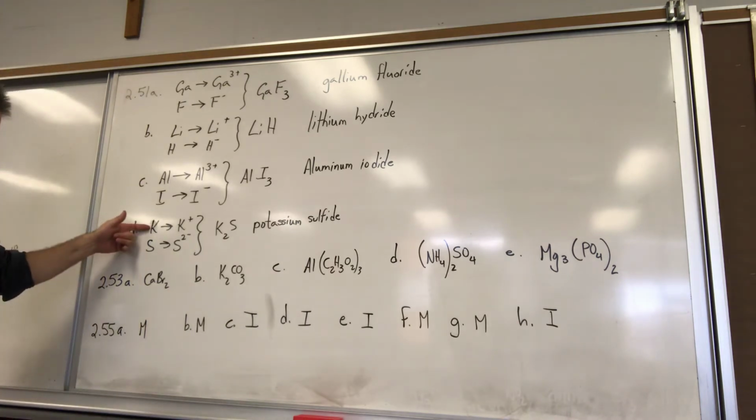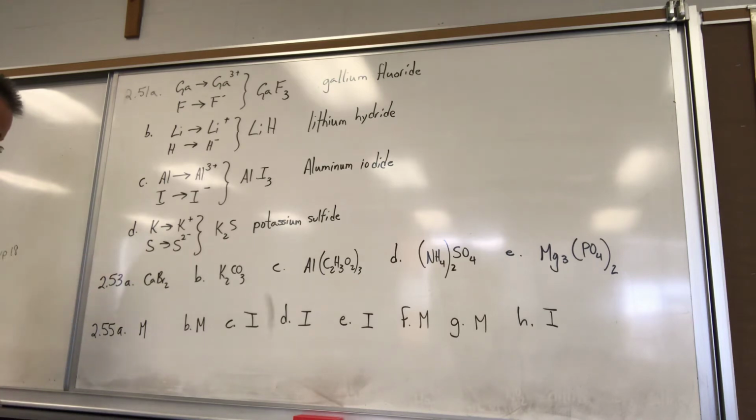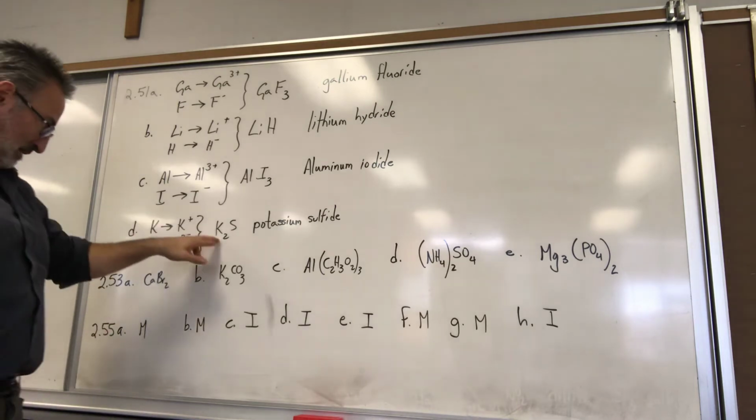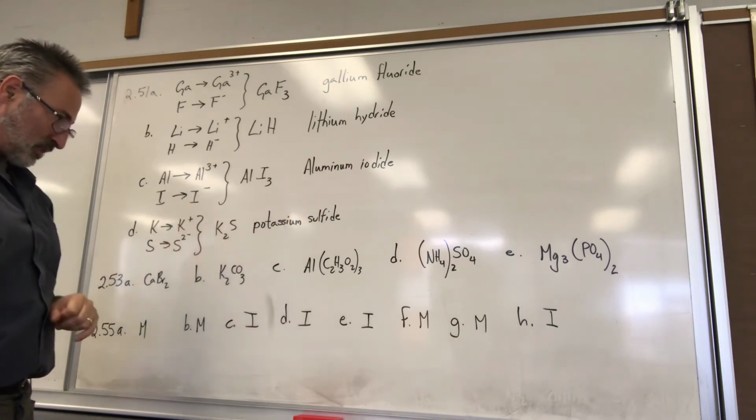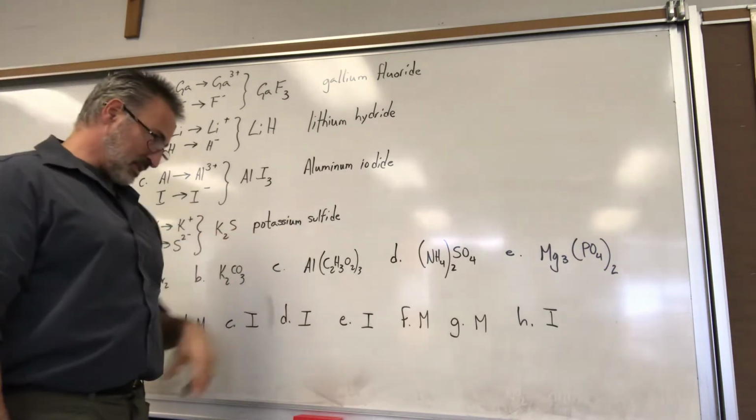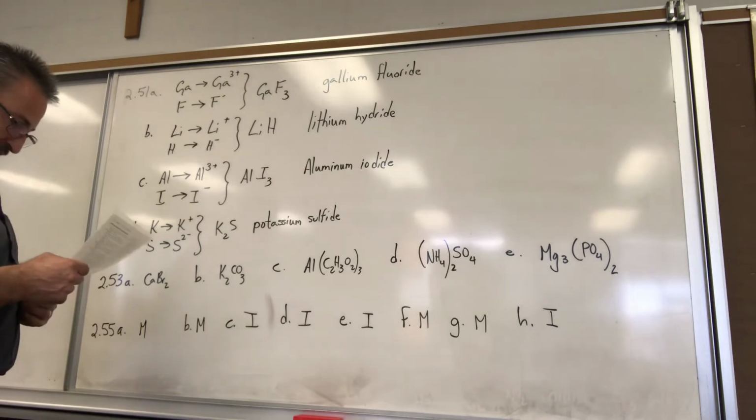Potassium usually has a +1 charge. Sulfur forms a -2 charge when it turns into sulfide. So 2 potassium cations will combine with 1 sulfide to form potassium sulfide. 53.